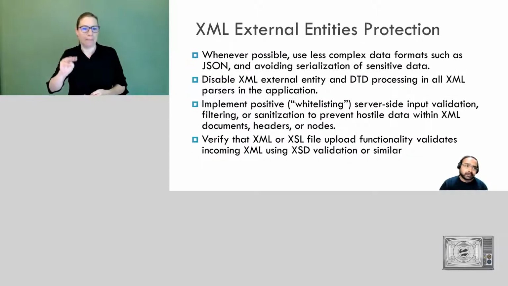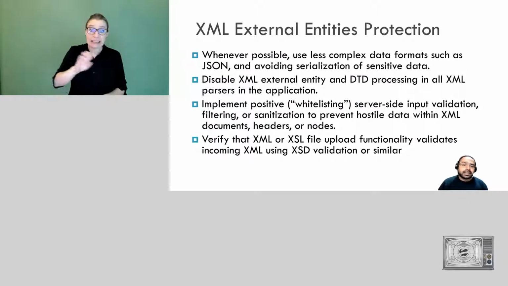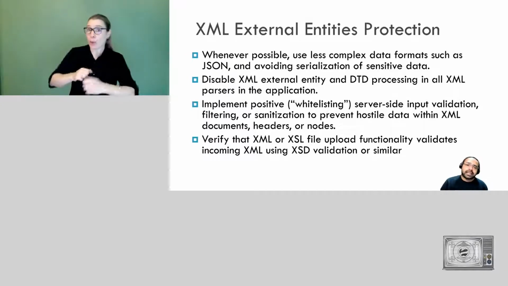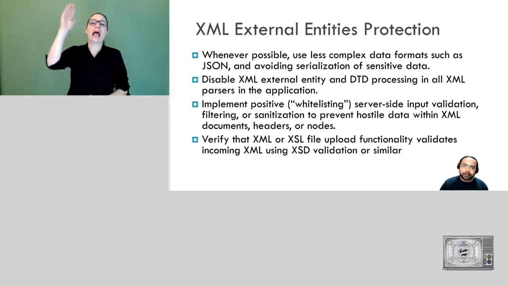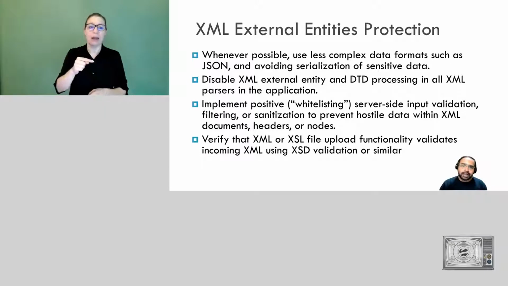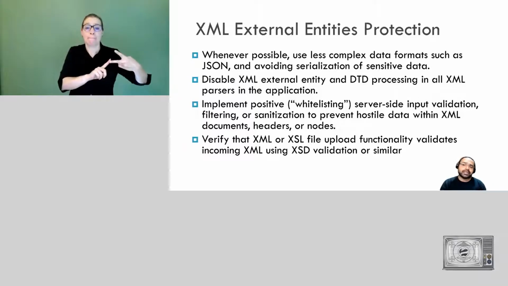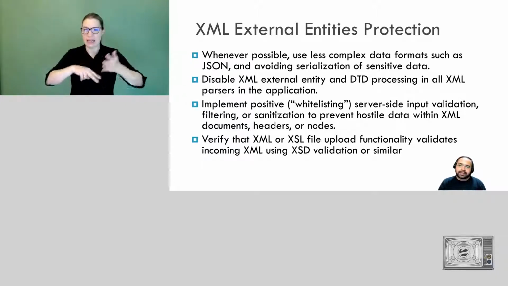So whenever the user specifies XXE, it performs a denial of service attack. To protect against XML external entity attack, you need to use less complicated data formats such as JSON and avoid serialization of sensitive data. Then disable XML external entity and DTD processing in all XML parsers in the application. Then implement positive or whitelisting server-side input validation, filtering or sanitization to prevent hostile data within the XML document.